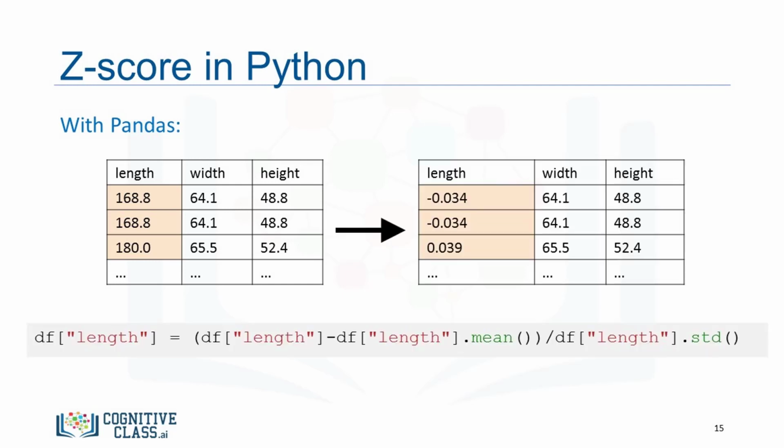Finally, we apply the z-score method on the length feature to normalize the values. Here, we apply the mean and STD methods on the length feature. The mean method will return the average value of the feature in the data set, and the STD method will return the standard deviation of the feature in the data set.